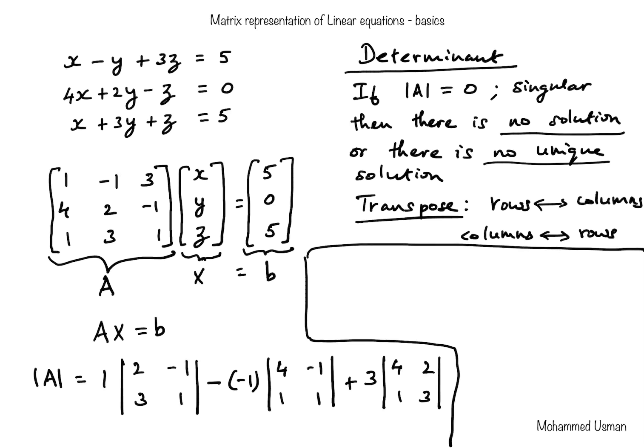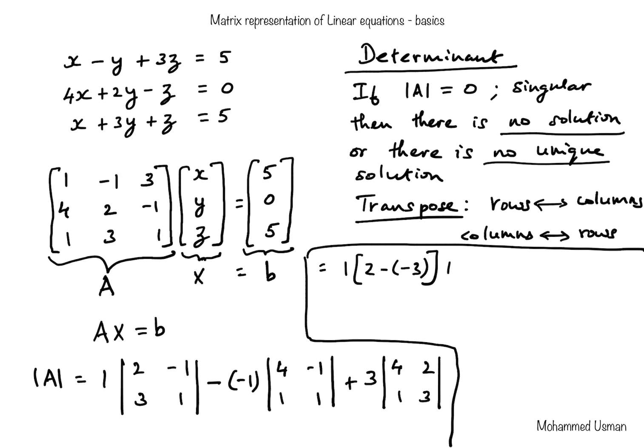So we can write that as 1 into, and now we do the cross multiplication. 2 into 1 is 2, minus 3 into minus 1 is minus 3. So it will be 2 minus 3, which is 2 plus 3.